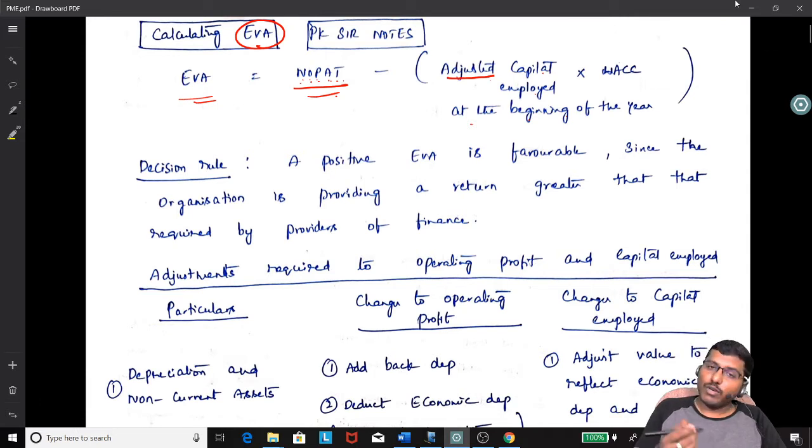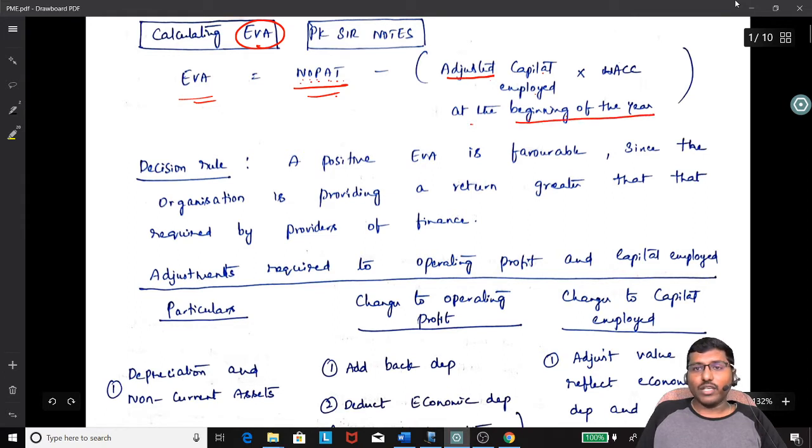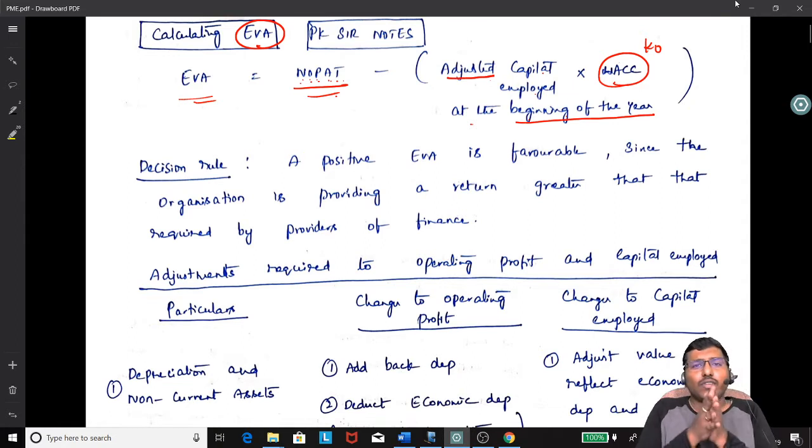Now every word is important here. It is not just capital employed, it is adjusted capital employed. What do you mean by adjustment? We'll see that later. Not at the end of the year, but at the beginning of the year, into WACC. What is WACC? Weighted average cost of capital. You know this concept already, or we can also call it as Ko, overall cost of capital. Is that clear? So you should have learned this in your IPC itself. So I don't think you'll be new to this particular concept. You should be knowing this.